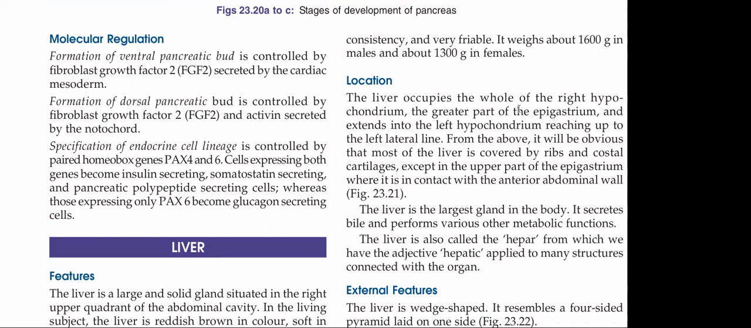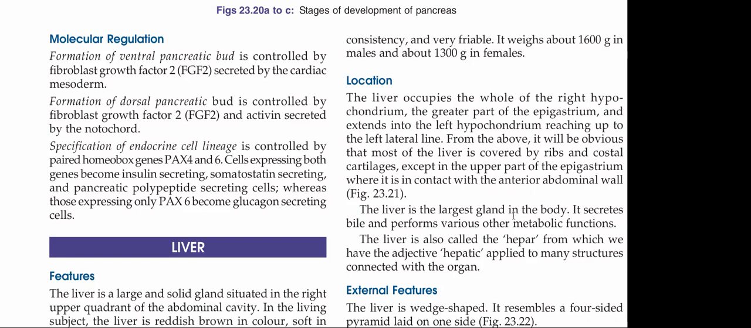Location: the liver occupies the whole of the right hypochondrium, the greater part of the epigastrium, and extends into the left hypochondrium, reaching up to the left lateral line. From the above, it will be obvious that most of the liver is covered by ribs and costal cartilages, except in the upper part of the epigastrium, where it is in contact with the anterior abdominal wall.